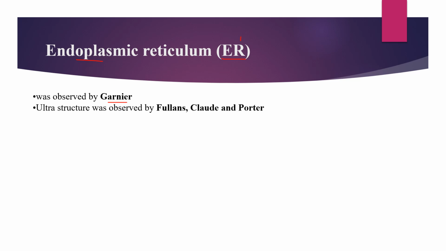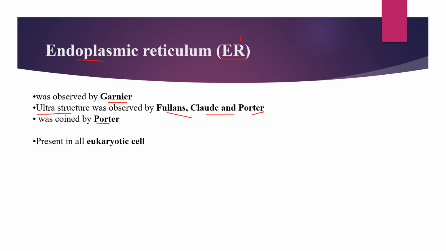And the ultrastructure was observed by three scientists, Fulens, Claude, and Porter. What is ultrastructure? Ultrastructure means what is present inside the endoplasmic reticulum when it is observed under the electron microscope. So three scientists observed the ultrastructure, and the name was given by Porter.